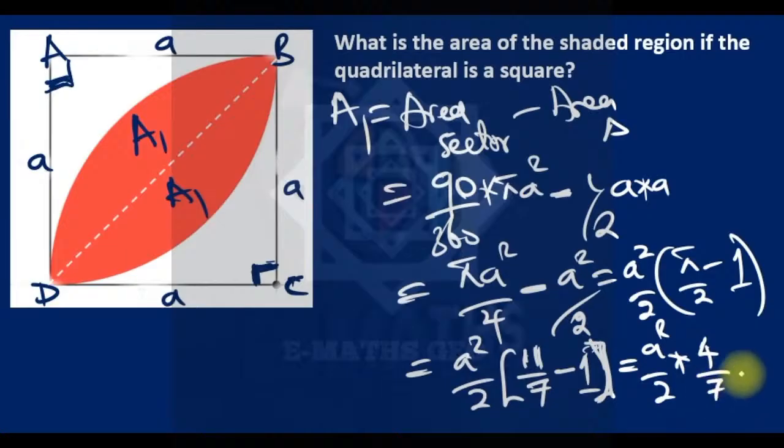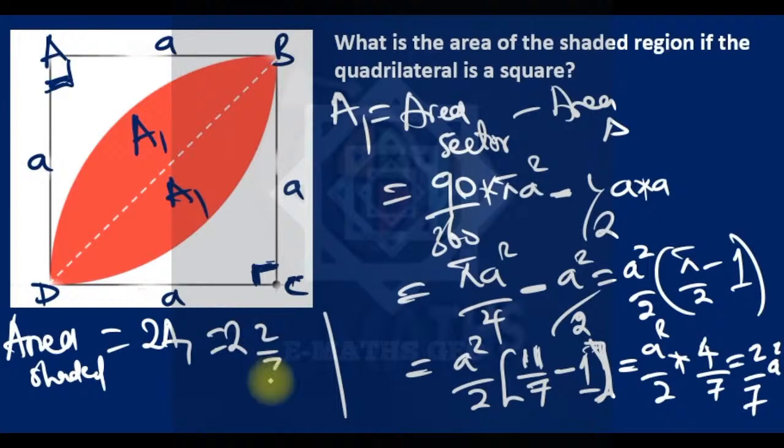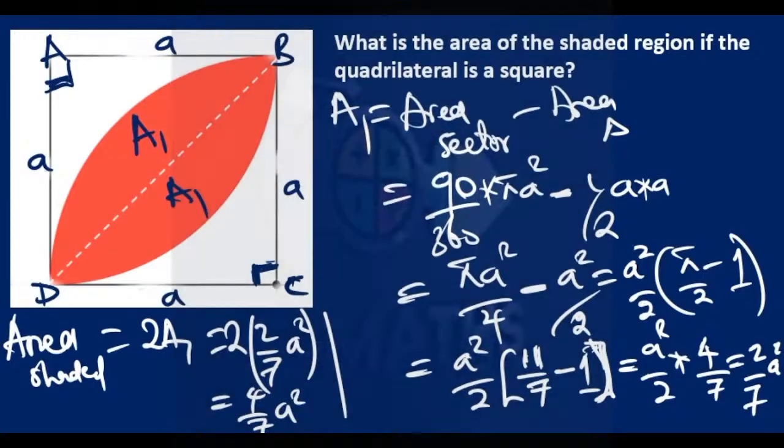4 over 7. This is now 2 over 7 a squared. So from this you now see that the area shaded is 2 times 2 over 7 a squared. So that's how I got 4 over 7 a squared. So that's the formula I use.